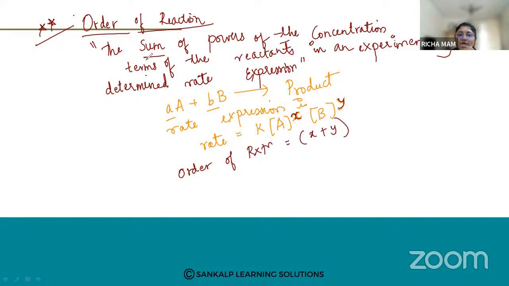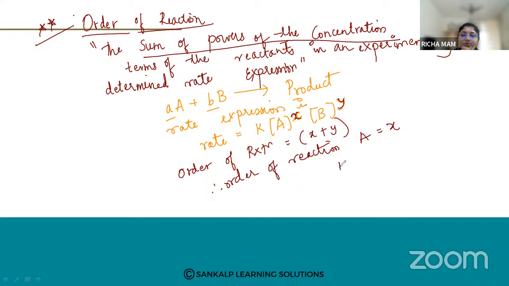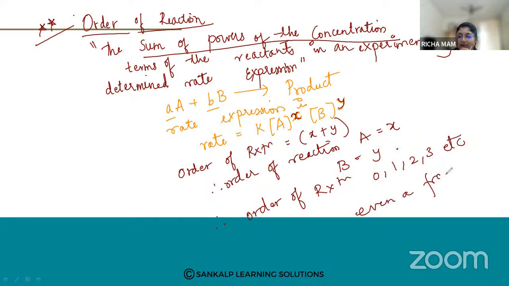We are taking the sum of the powers of the concentration in the reactant. So what is the power? X and Y. Then what is the order of reaction? Therefore, the order of reaction with respect to A is X and with respect to B is Y. Okay, so this is with respect to this general equation. The order of reaction can be 0, 1, 2, 3, etc. Or it can also be a fractional value.